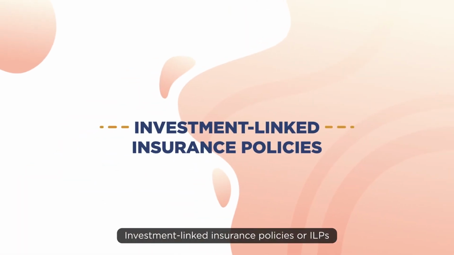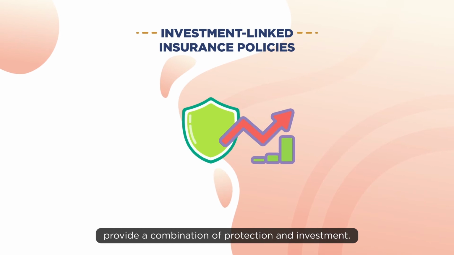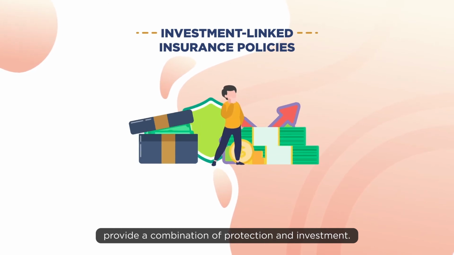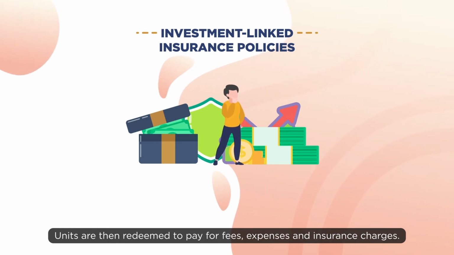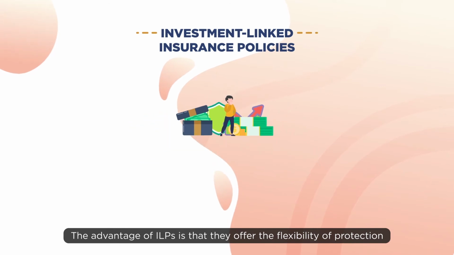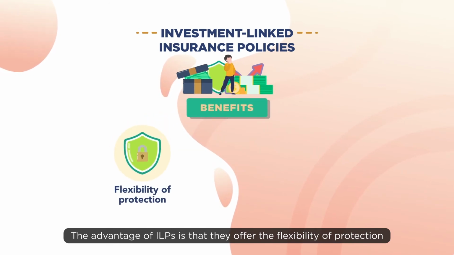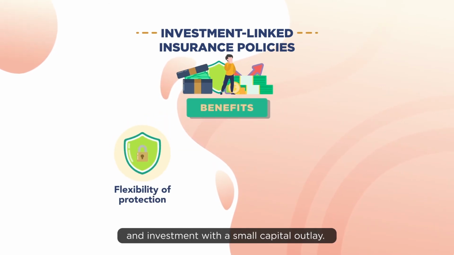Investment-linked insurance policies, or ILPs, provide a combination of protection and investment. Premiums paid are used to buy units in a unit trust of your choice. Units are then redeemed to pay for fees, expenses, and insurance charges. The advantage of ILPs is that they offer the flexibility of protection and investment with a small capital outlay.